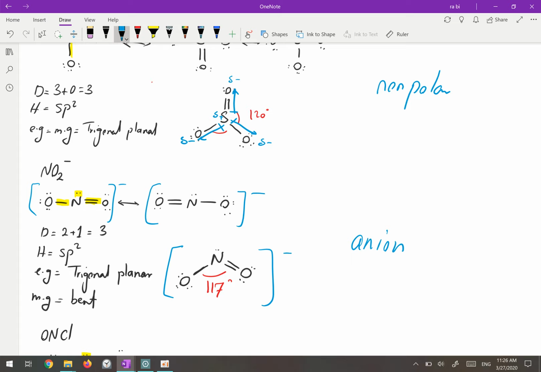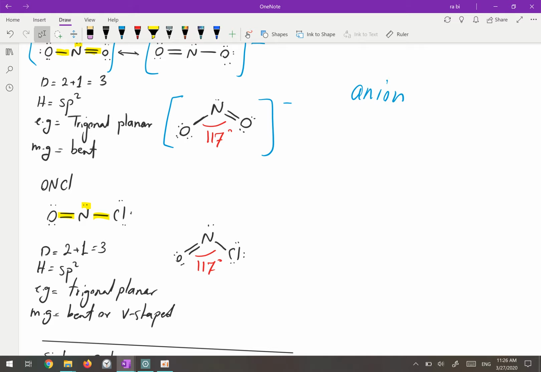ONCl. So in ONCl, you have the bond between nitrogen and chlorine, between nitrogen and oxygen. Oxygen is more electronegative, so in this direction. The electronegativity of nitrogen and chlorine is almost the same, but whatever the electronegativity difference between them, it cannot cancel this one. So the molecule is polar.